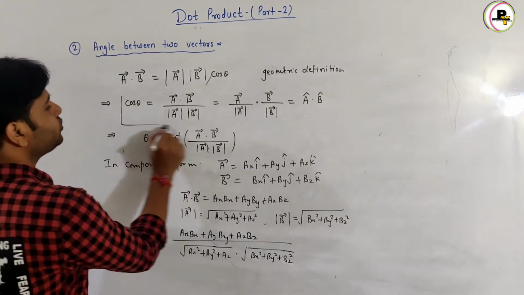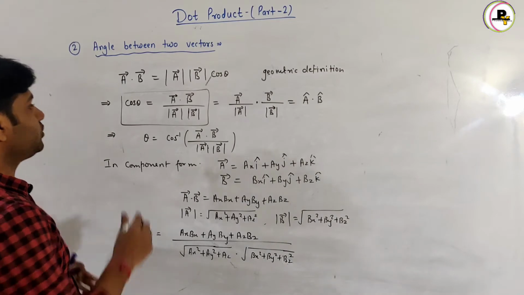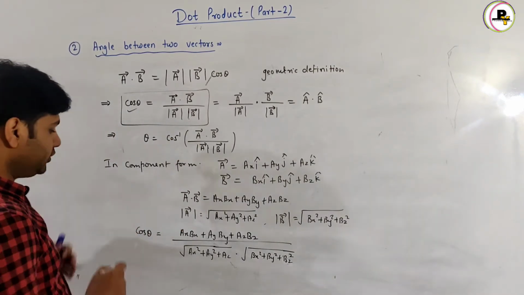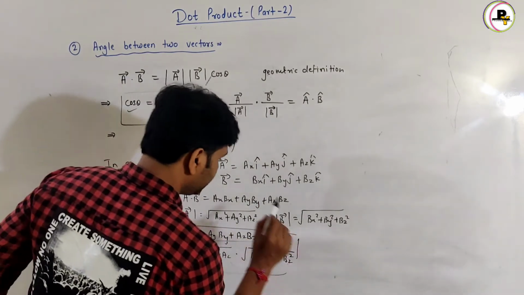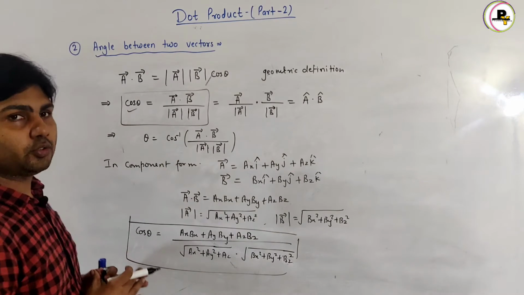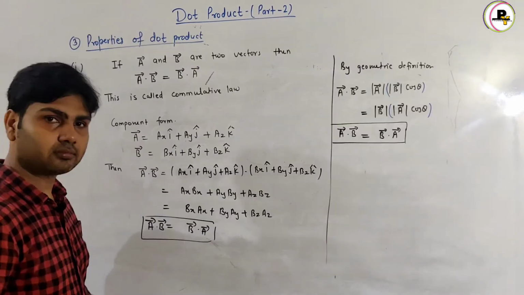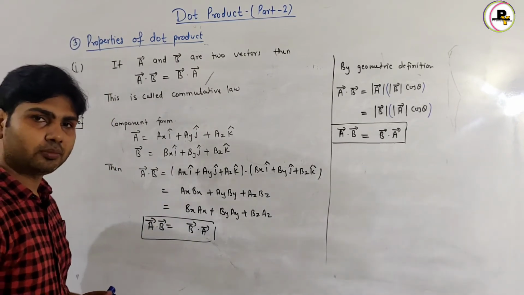So either I can use this formula, which is the geometric formula, and this is the component formula. So using this formula I can get cos theta, and hence I can get theta, and using this formula I can also calculate cos theta and hence theta. So any of the two formulas can be useful while solving the numericals. All right. Point number three, we have to discuss the properties of the dot product.